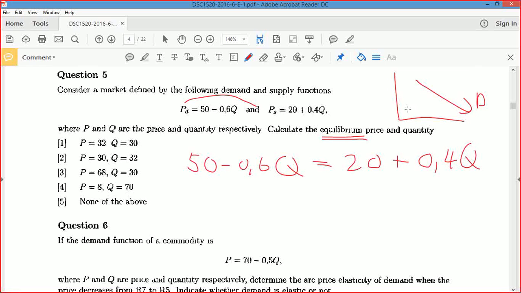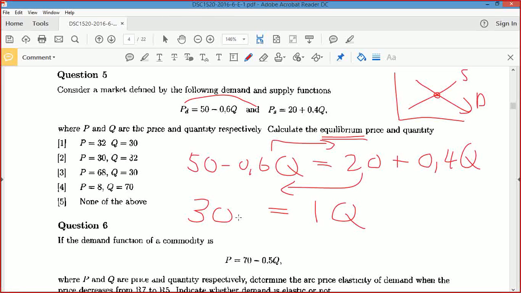Okay, remember demand slopes down, supply slopes up. That point's equilibrium. That's what they want me to calculate. So when I have a question like this, I'm going to take the 20 to that side. I'm going to take this to that side. Doesn't matter which side you take it to, as long as you apply the correct mathematics. You could have done it differently, you'll still get the same answer. I'm just doing it that way because it looks easier. So 50 minus 20 is 30. If I take minus 0.6 to that side, it becomes plus. So I'm left with 1Q. Answer for Q is 30.